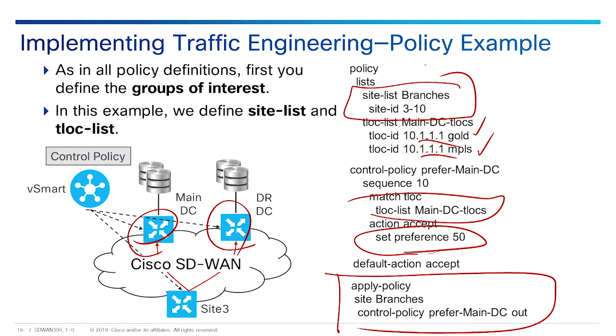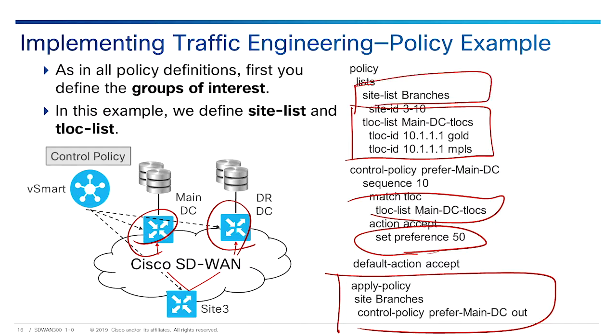So the goal up here is to define those main DC TLOCs and the branches, and then say when we receive those main DC TLOCs, set their preference. And if we lose this connection, we'll automatically reroute to the other one because we did accept the other one.